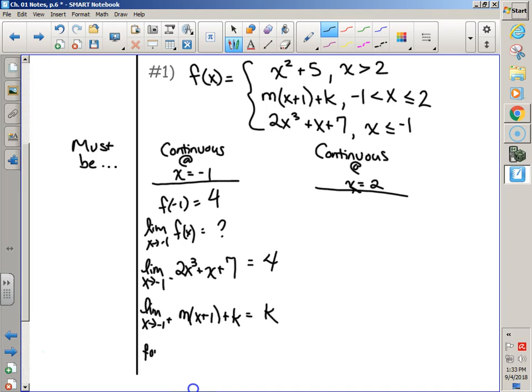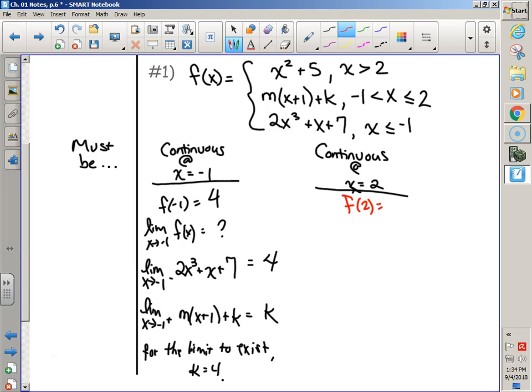Could say something to the effect of for the limit to exist. But the problem is, does that solve the entire problem? No, because what do we still have to do? Find m. So, let's do m. Does f of 2 exist? What is it?